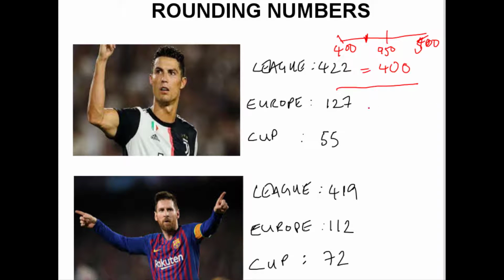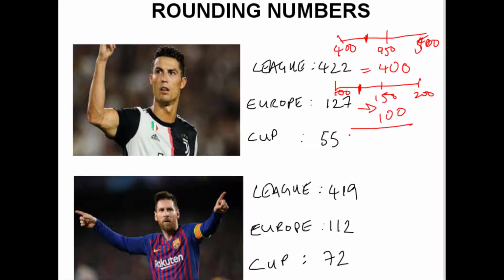Okay, so let's now round up the European goals that Ronaldo scored. So you see you got 100 here, 200 here, 150. So let's round up the European goals to the closest hundreds. So 127 is again in between 100 and 150. So therefore it's closer to the 100 mark. Therefore we can say he scored roughly 100 goals.